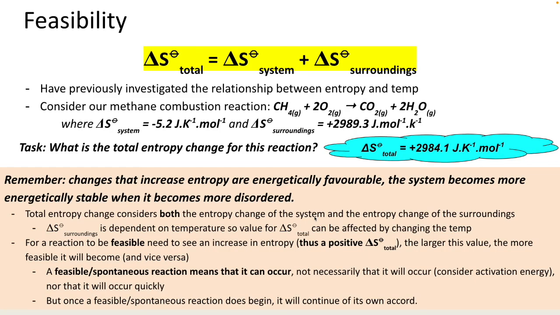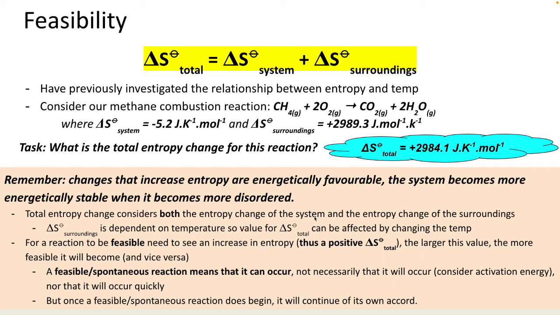Feasibility and spontaneity also doesn't mean that it happens quickly. We can have very, very slow reactions that are spontaneous as well. All it means is that it can occur, it's energetically favorable, and that if it begins occurring, it will continue to occur of its own accord. Once a feasible spontaneous reaction does begin, it will continue of its own accord until the reactants run out.